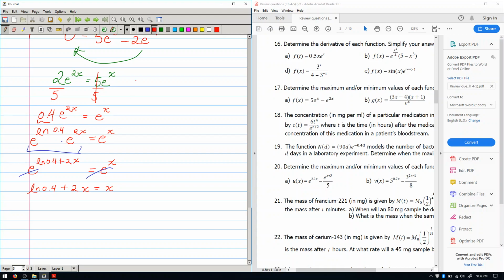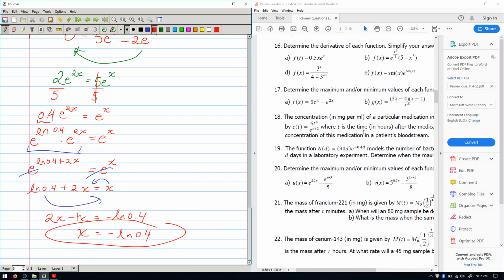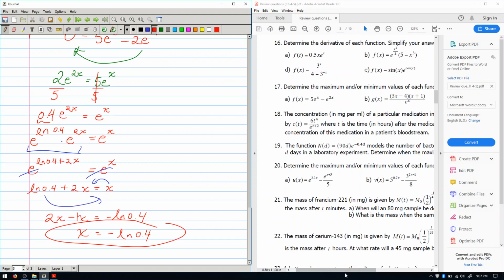So I will move x over, and I'll move ln over. What I'll end up getting is 2x minus x equals negative ln 0.4. 2x minus 1x is just x. So basically x will be this term. Now I'm not sure if the answer is presented as a decimal or as an exact solution, but this is the solution, and if they want the decimal, you just punch that into your calculator. Okay, so that's that. That was 17a.